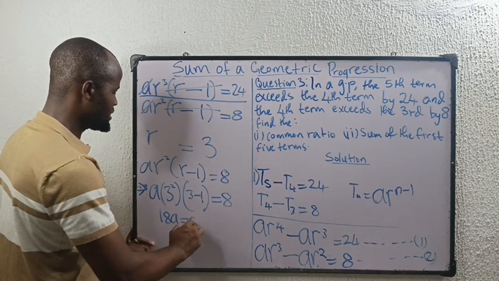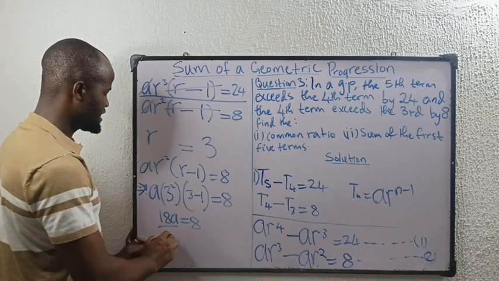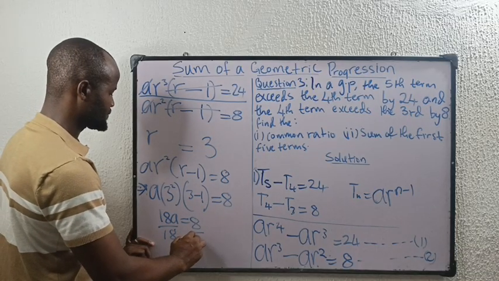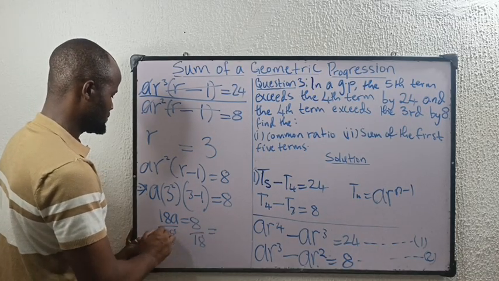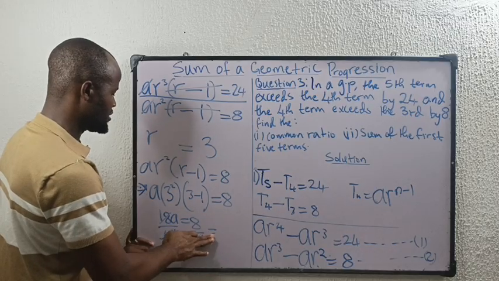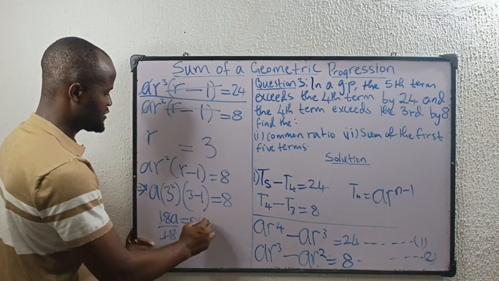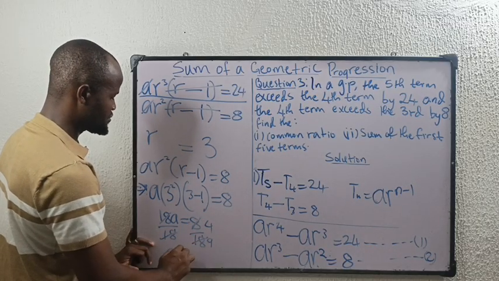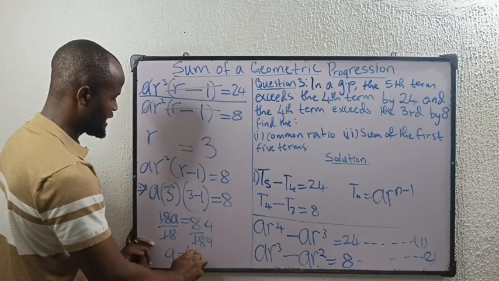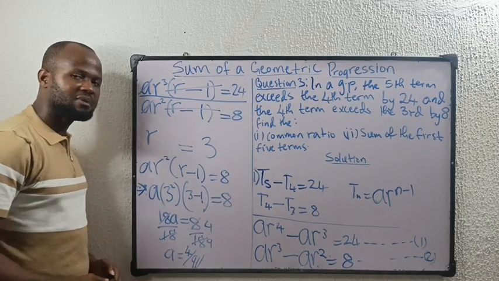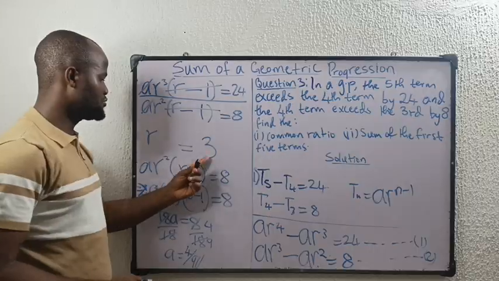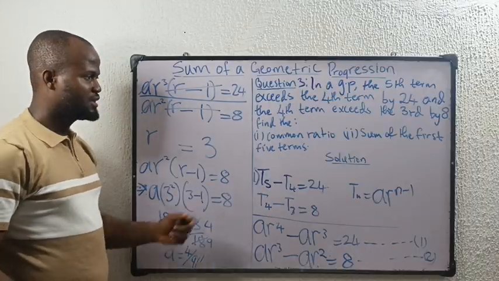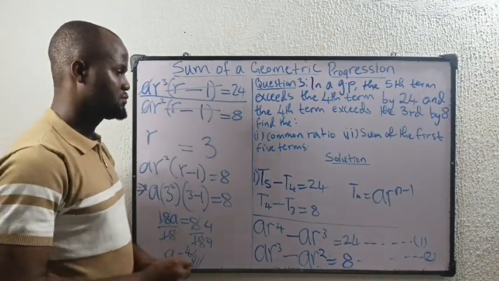18A equals 8. So we divide both sides by 18. And my A becomes, so 2 goes in here 4 times, and 2 goes in here 9 times. So my A becomes 4 over 9. And that's my first term. My first term is 4 over 9, and my common ratio is 3. Now let's solve the second one.